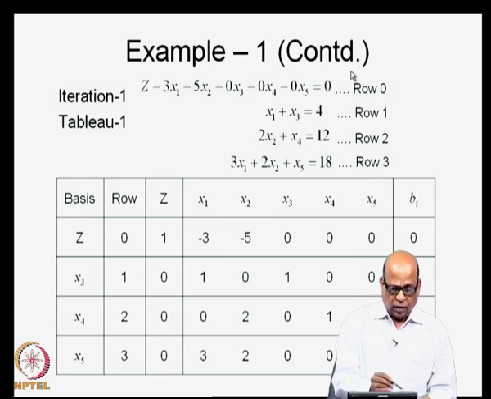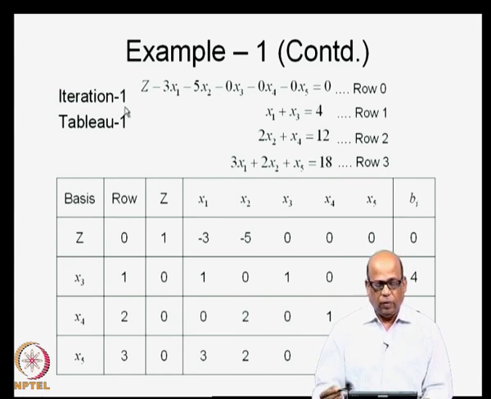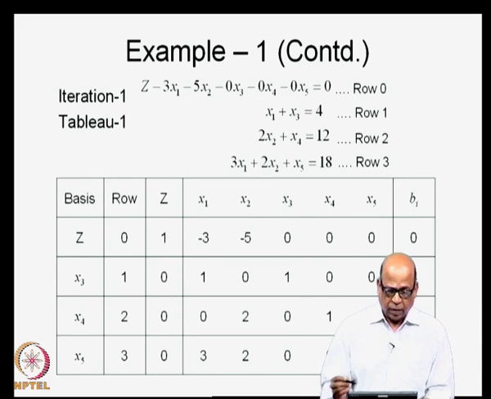In the previous lecture, I explained how we write the first simplex Tableau. They are called Tableaus. We can either use iteration 1 or Tableau 1 and so on. I will be sticking to the terminology iteration. From one iteration to the next iteration, how we proceed is what we will see today.